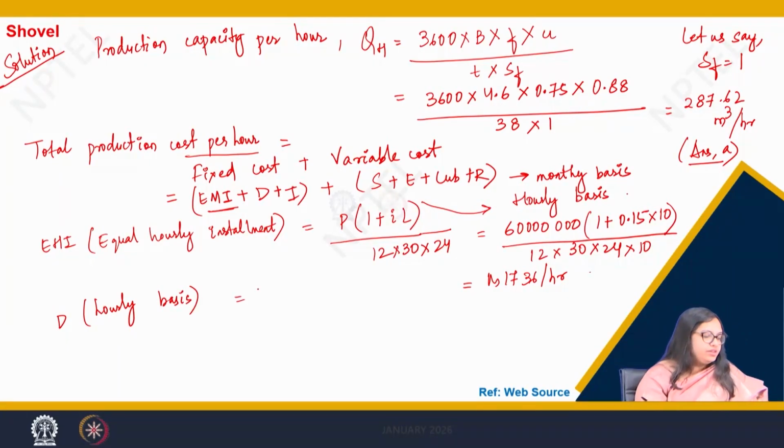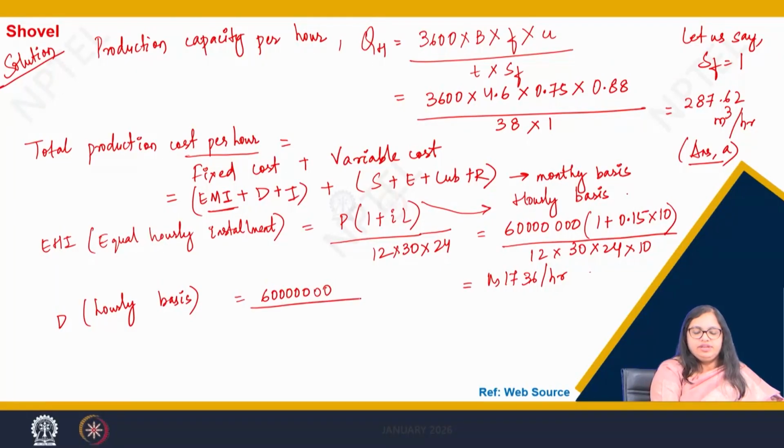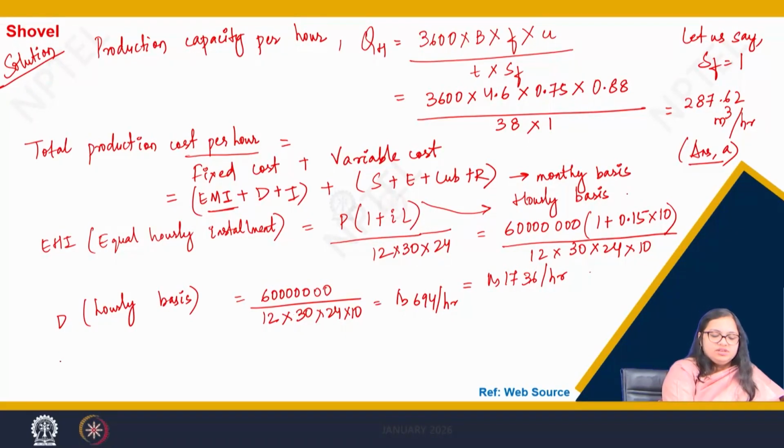Now, when we count the depreciation on hourly basis, nothing has been given in the question on the depreciation. So, I take it as the cost of the machine, that is 6 crores, divided by number of months, then days, hourly, and how many years, that is 10 years. So, this gives me 694 per hour. These are approximate values, there are some decimal points after that. Then we find the insurance value, and that too on an hourly basis.